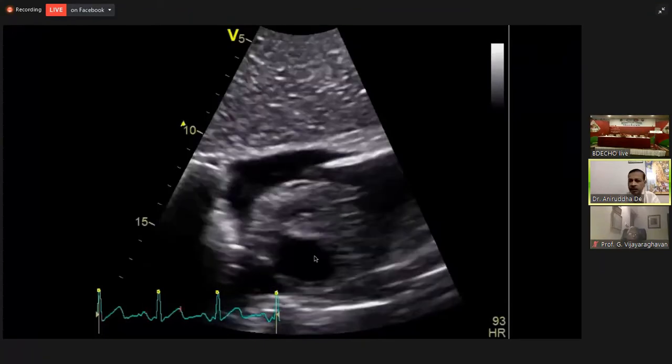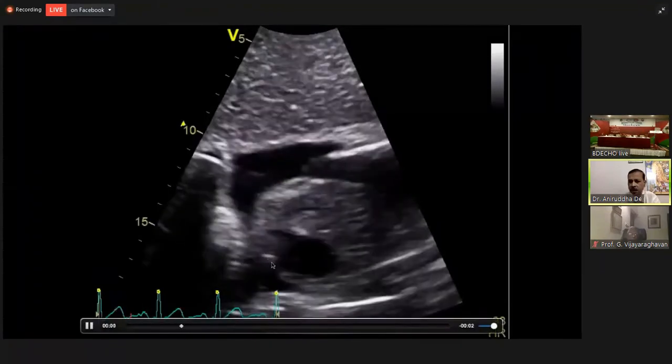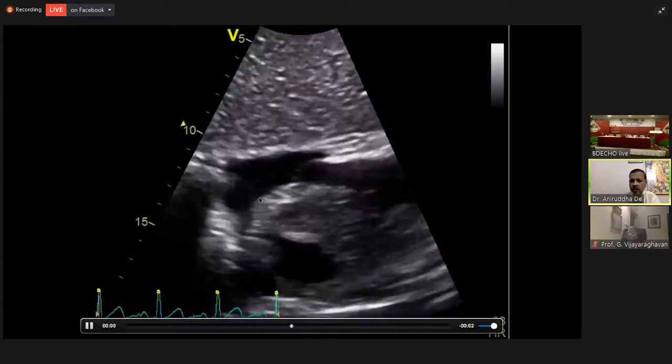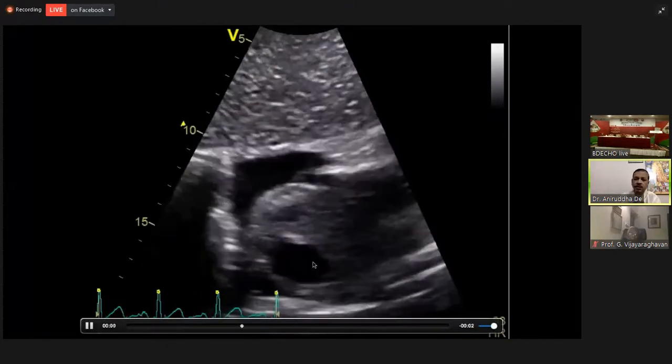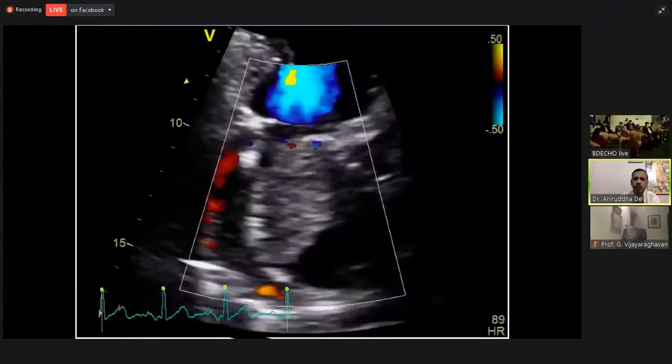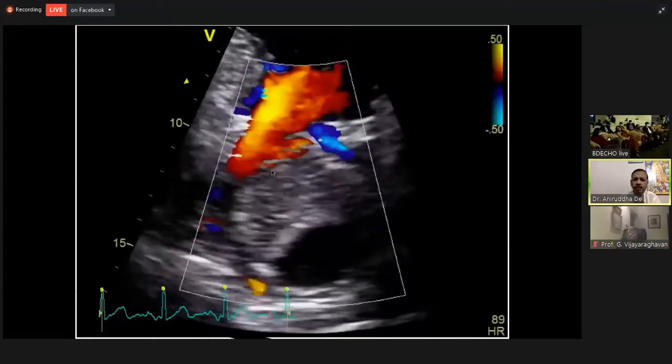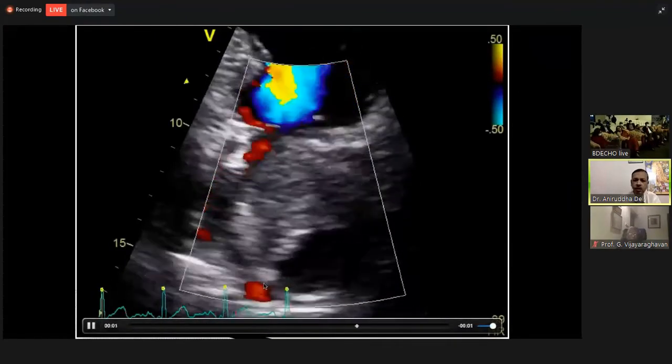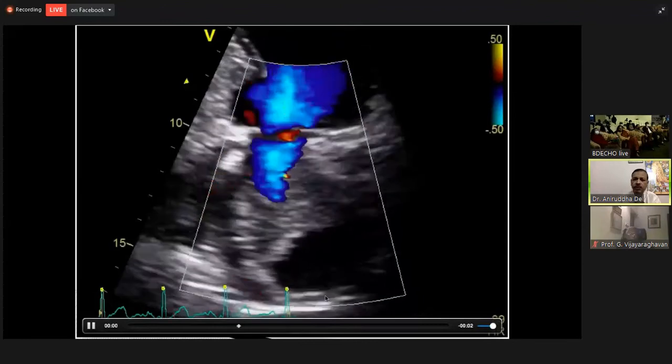Same thing in the subcostal view. You can see this mass around the whole of this area with the cystic degeneration. You can see the superior vena cava flow is okay, and you can even see the pulmonary venous flow inside.